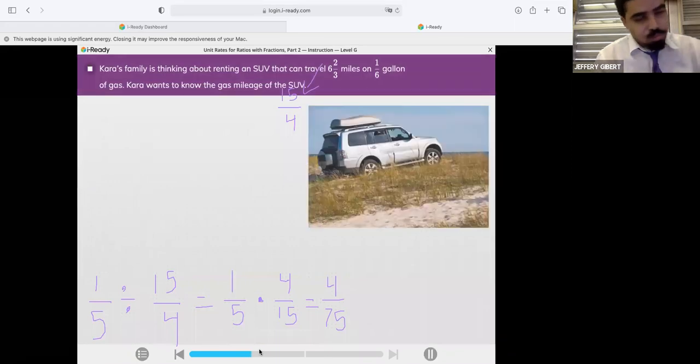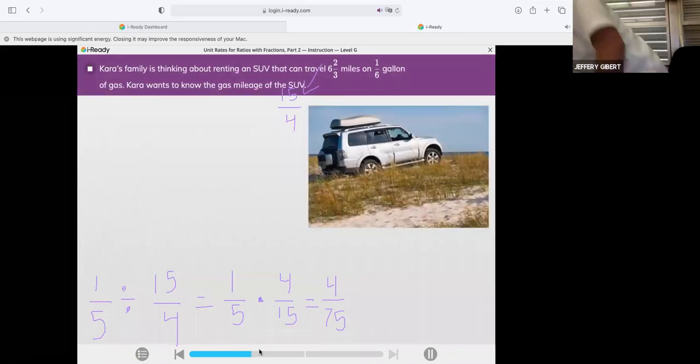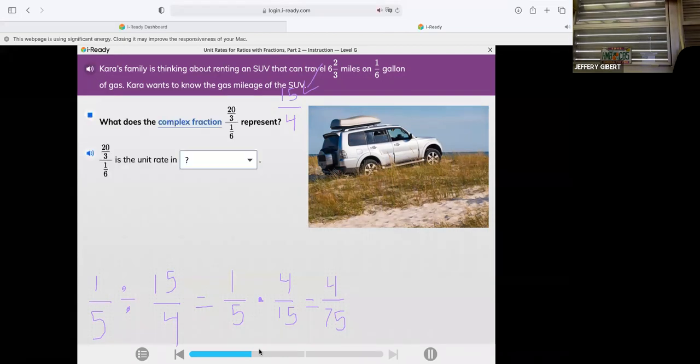Kara's family is thinking about renting an SUV that can travel 6 2/3 miles on 1/6 of a gallon of gas. Kara wants to know the gas mileage of the SUV. What does the complex fraction 20/3 over 1/6 represent?